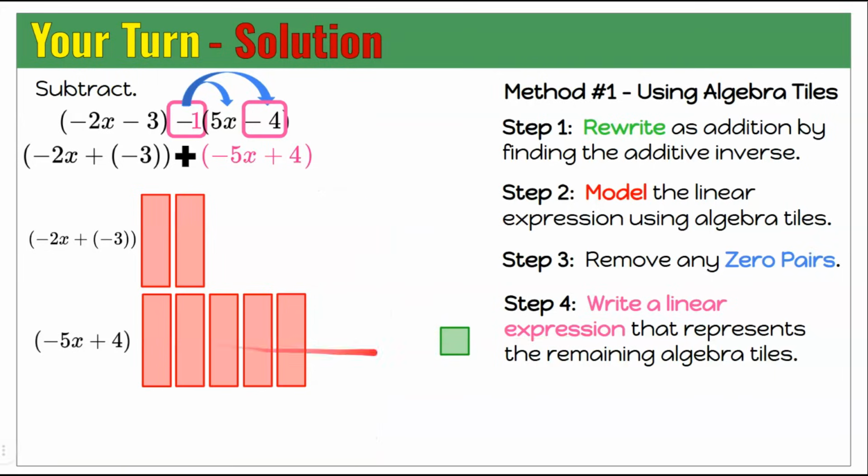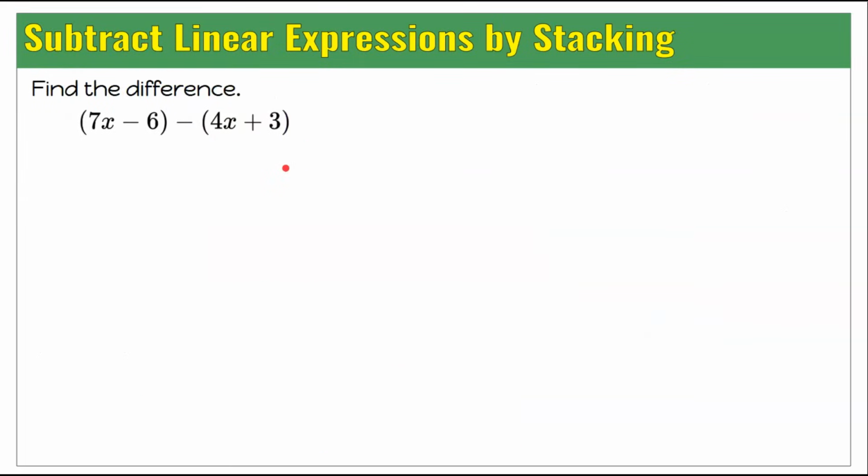Now I'm going to write a linear expression that represents what's left. I have 7 negative x tiles, so that's negative 7x, and then 1 positive integer tile. Negative 7x and 1 is the difference when I subtracted. All right, now let's look at doing this the second method by stacking.